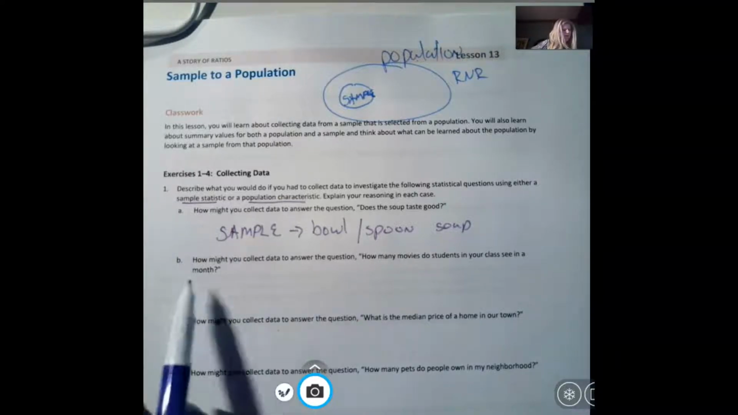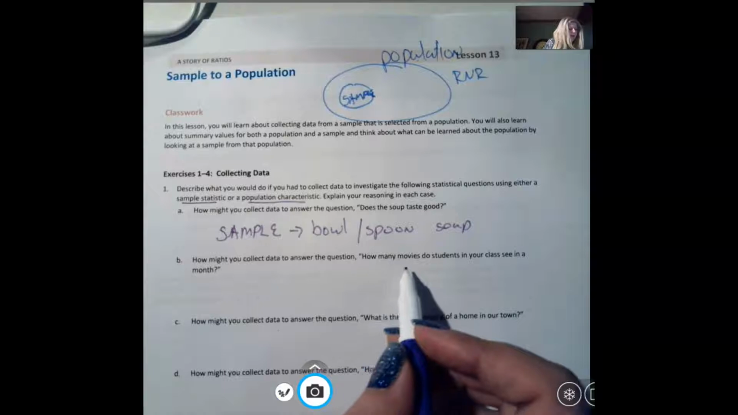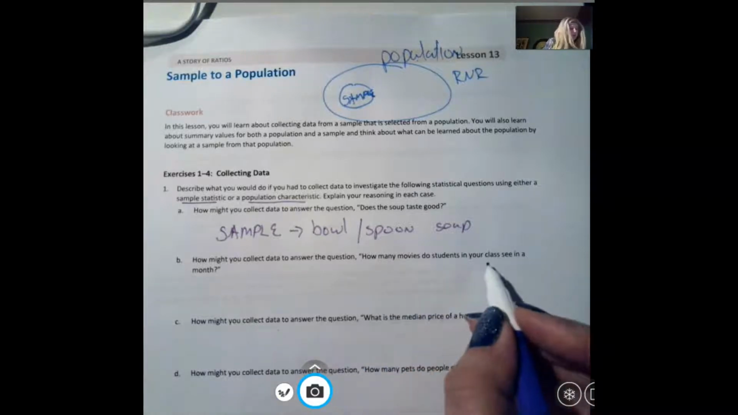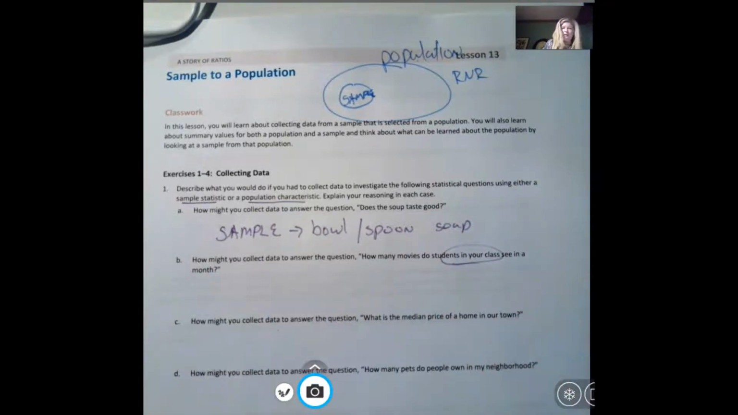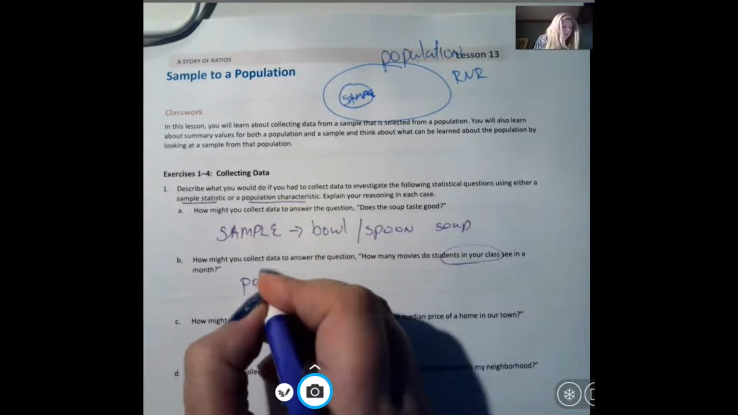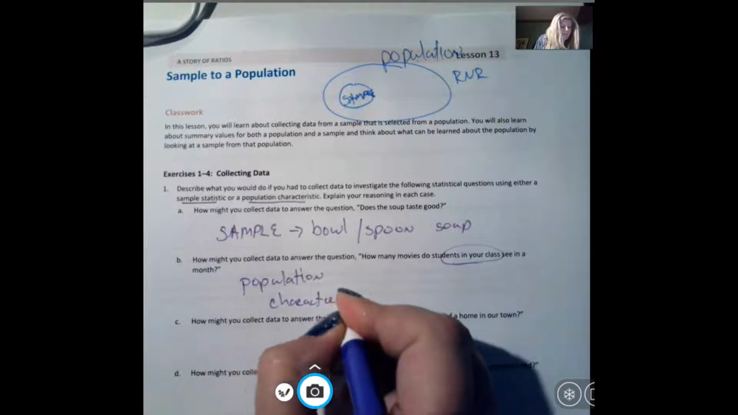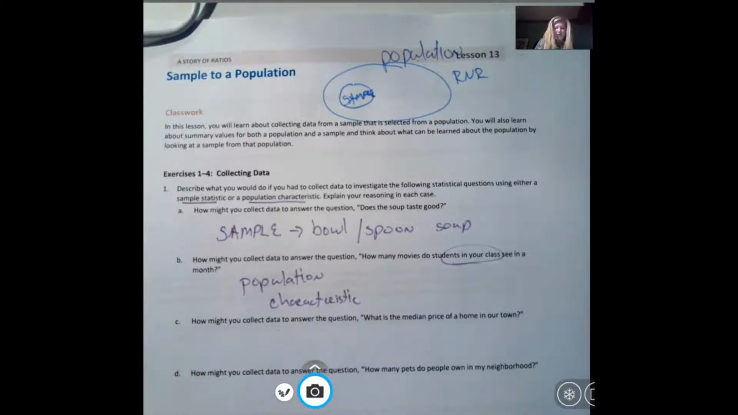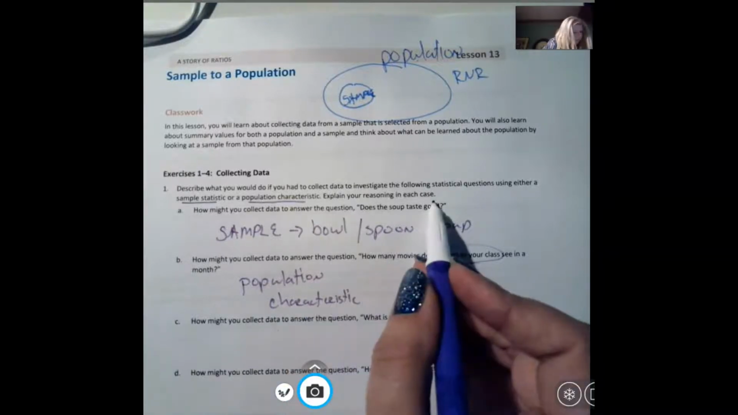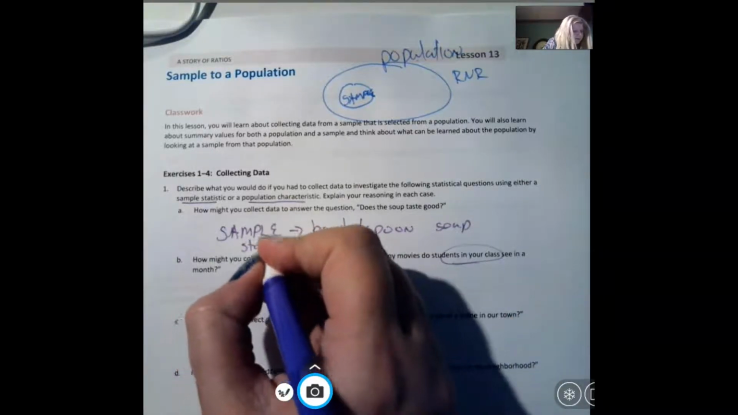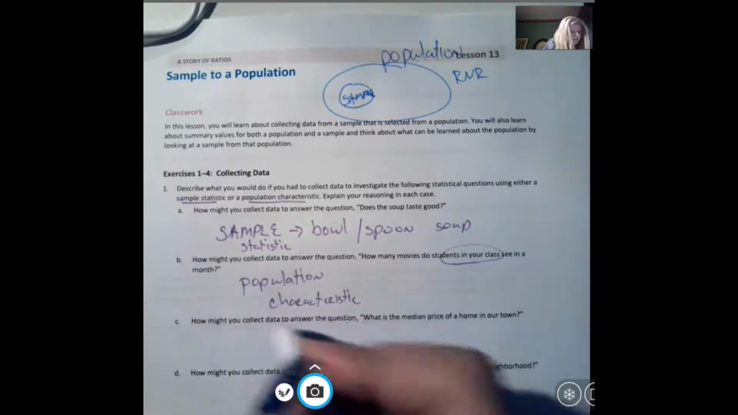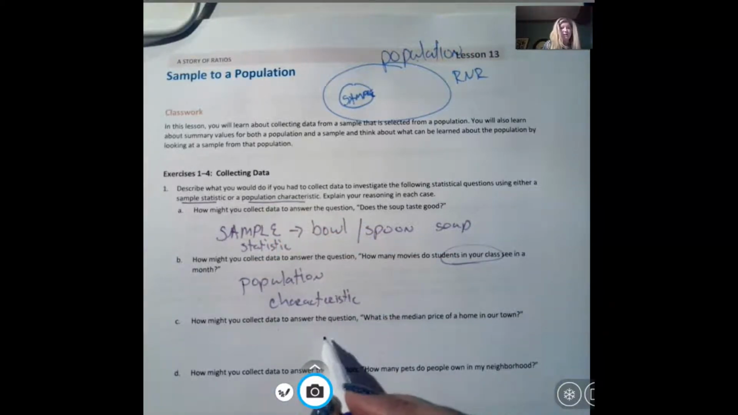So, the next one, how might you collect data to answer the question, how many movies do students in your class see in a month? So, we're talking about people in our class and like our classroom, so about 30 people. I would probably use a population characteristic. And I'm just going to survey everybody, okay? That's reasonable to survey everybody. Here I would use a sample statistic.